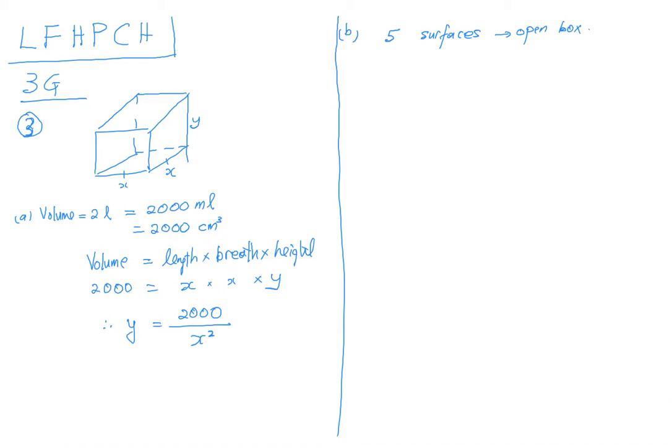So to find the area of each face, there are 4 faces of this measurement. So the area for each one is x times y. And the base is a square.